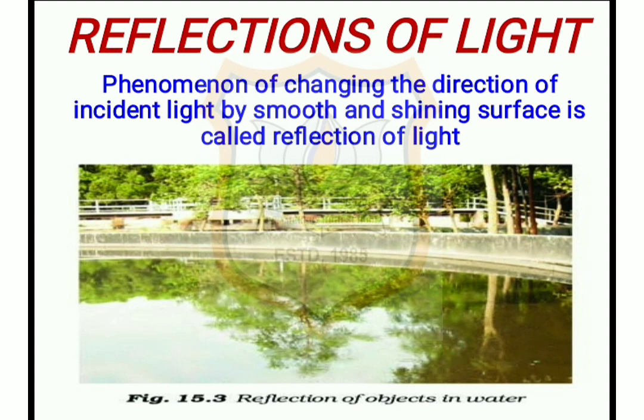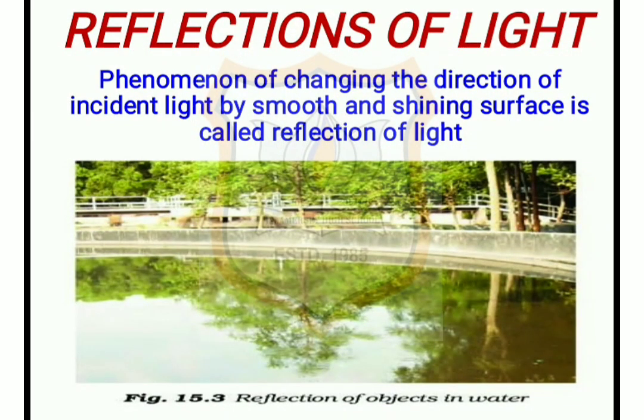Have you ever seen the reflection of trees or buildings in water? You can see in this given figure. Any polished or shiny surface can act as a mirror. What happens when light falls on a mirror? You have learnt in class 6 that a mirror changes the direction of light that falls on it. This change of direction by a mirror is called reflection of light.